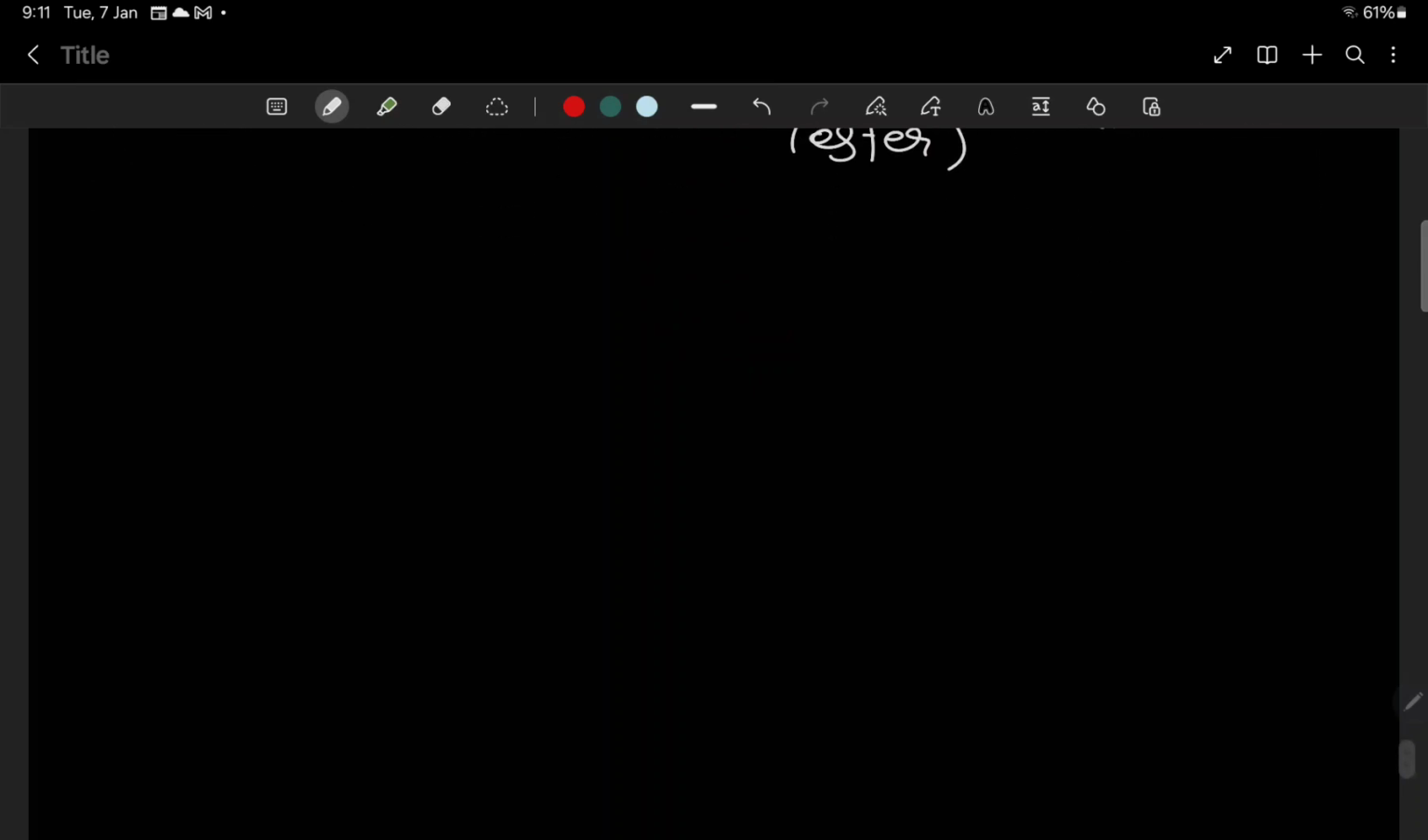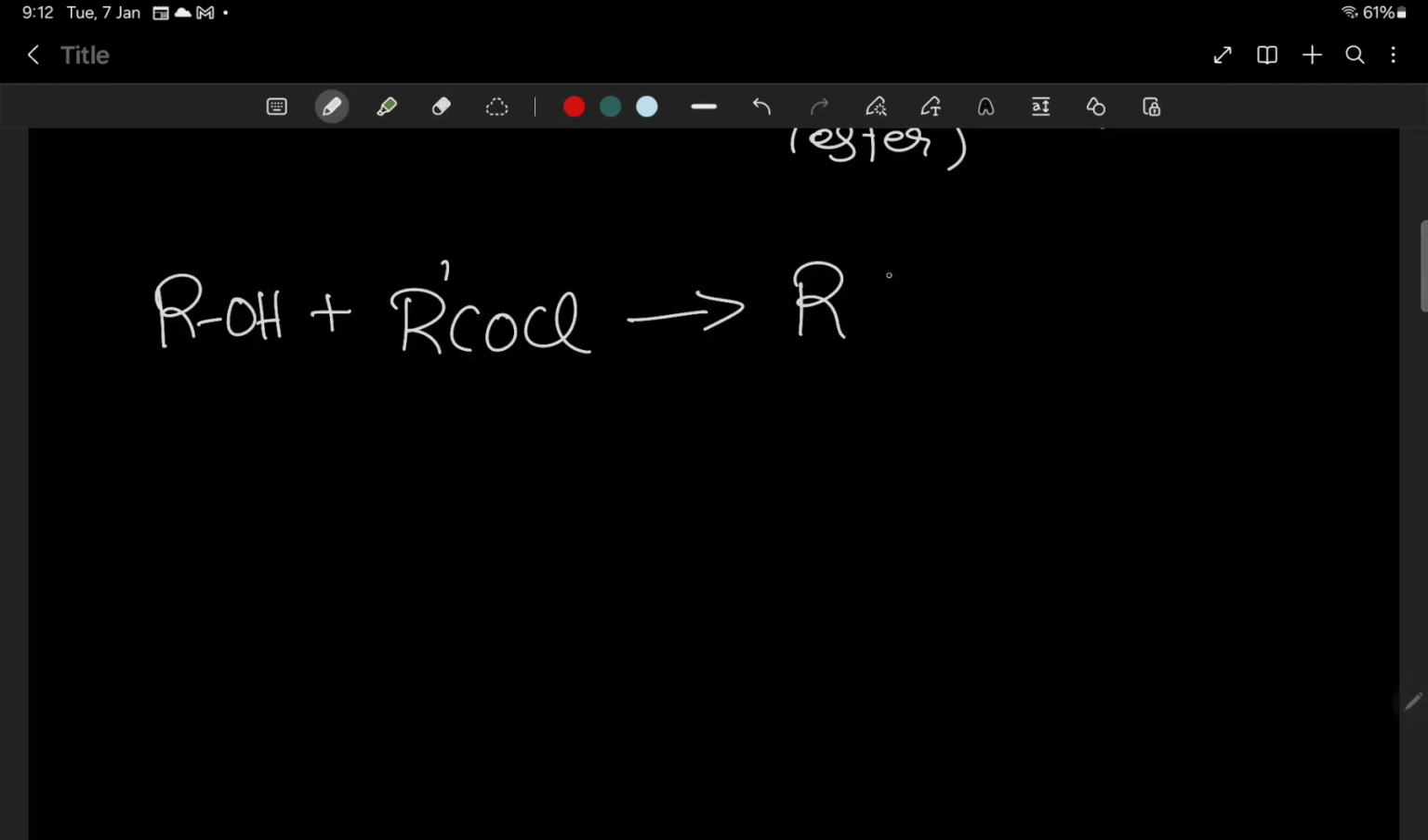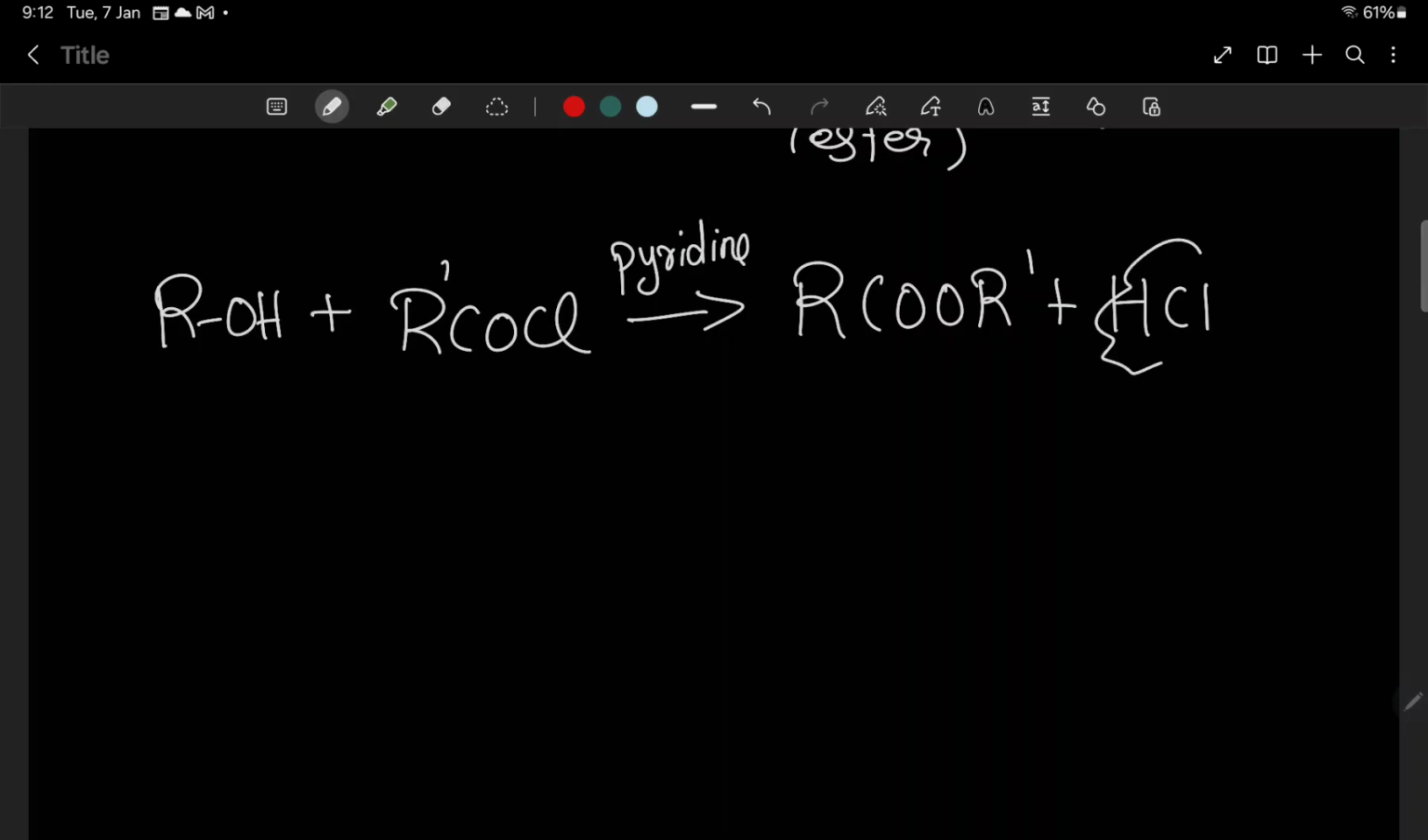Now the acid chloride we will take, that is ROH plus RCOCl, giving RCOOR dash plus HCl. This happens in pyridine medium to remove this HCl. Otherwise, the reaction may reverse. That's the reason.